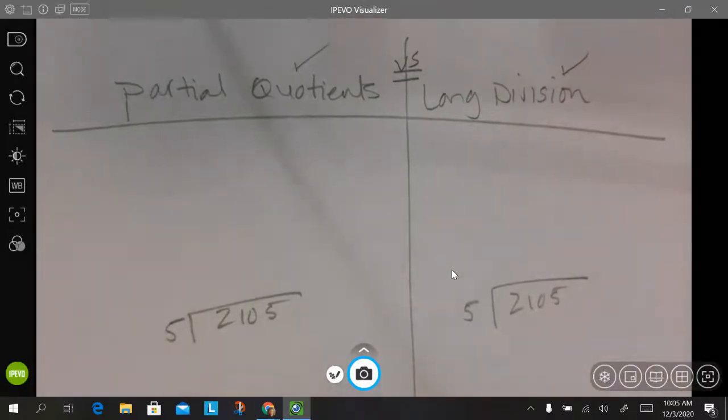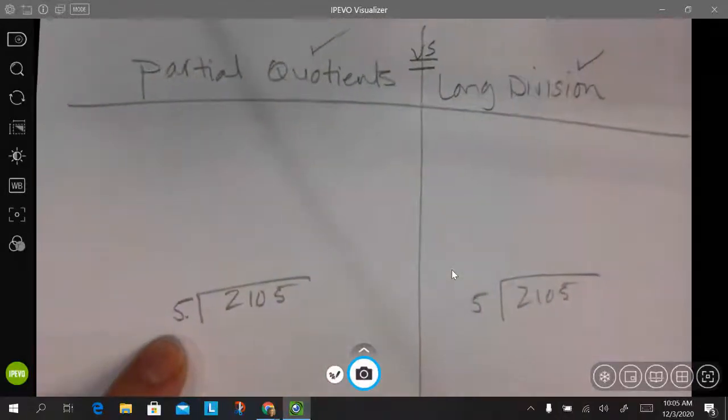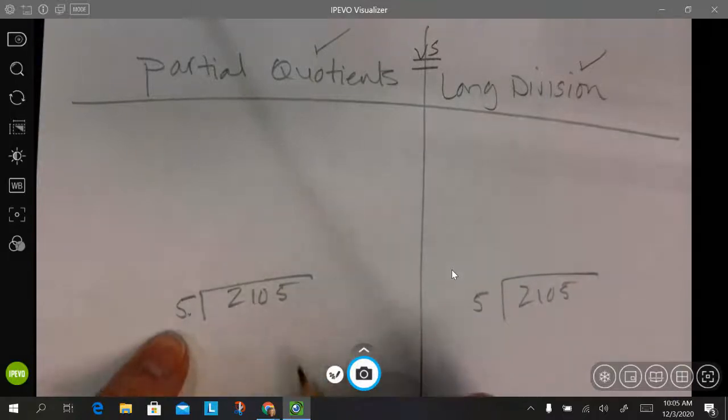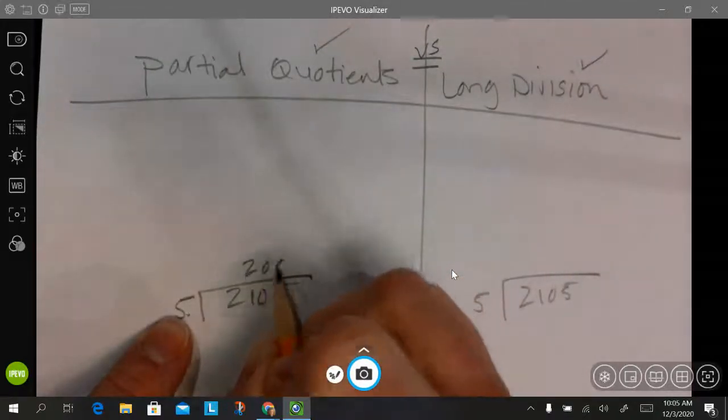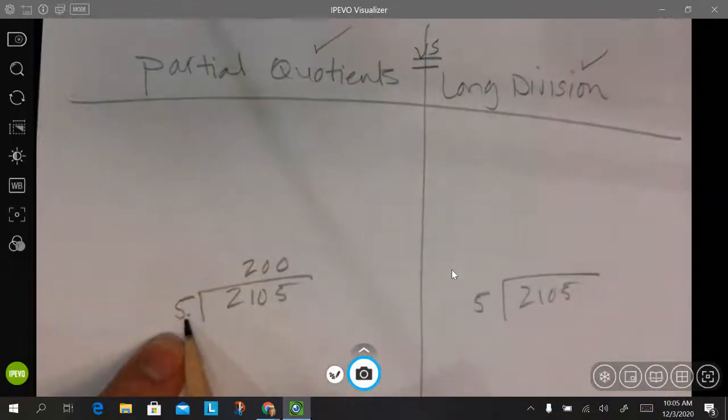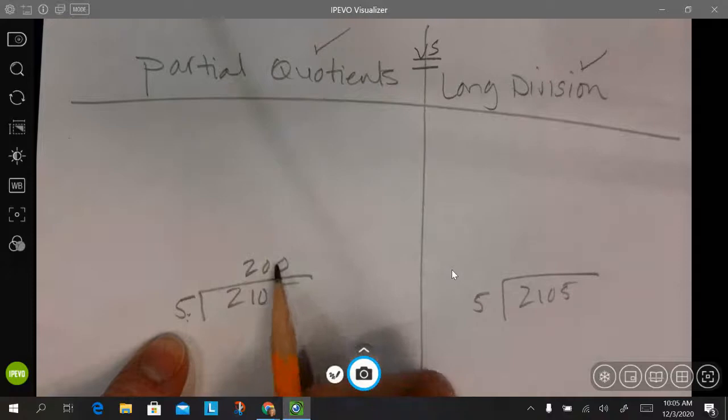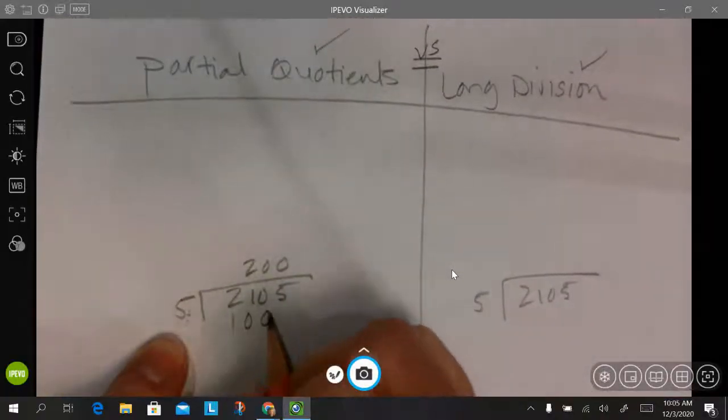All right, partial quotients way. This is how you do partial quotients. You want to think about how many groups of hundreds you can get from using this 5. So how many groups of hundreds can you get? You'll see this more as I go into it. I think there may be 200 groups of 5s that would go into this number, because I know 200 times 5 is 1,000, okay?